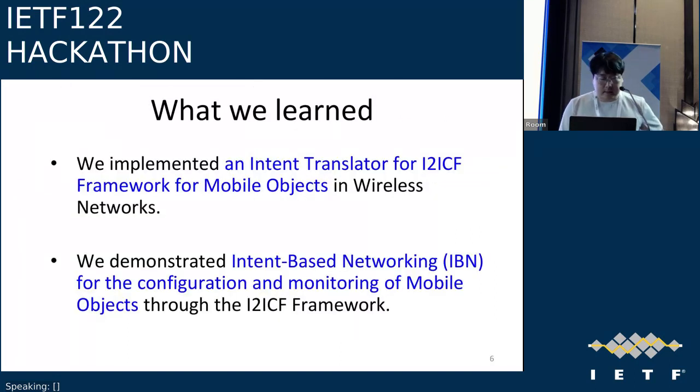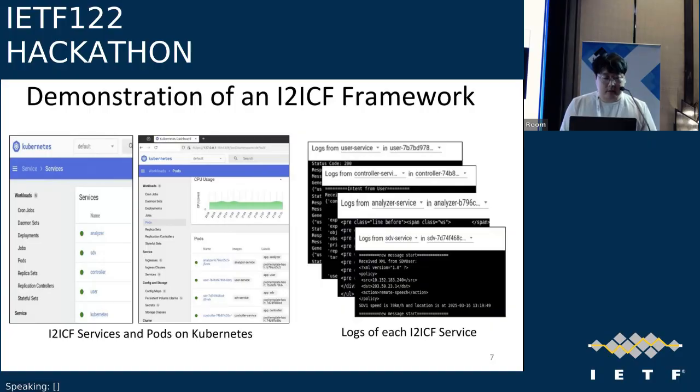What we've learned is that we implemented the intent translator for the I2ICF framework for mobile objects. We also demonstrated intent-based networking, IBN, for the configuration and monitoring of mobile objects. And this is the demonstration of the I2ICF framework. We made each part of the architecture as a service using Kubernetes. As you can see, there's a user, controller, analyzer, monitoring analyzer, and mobile object. And you can see the log of each of the services.